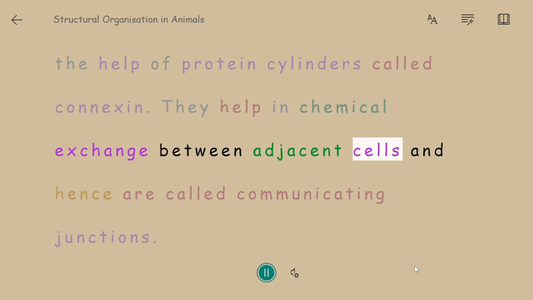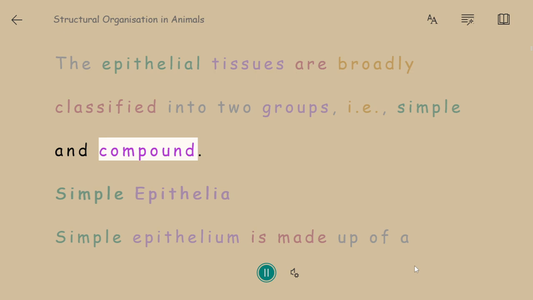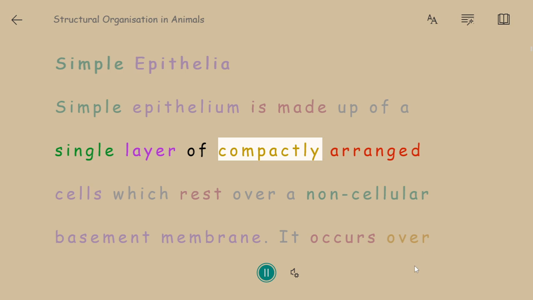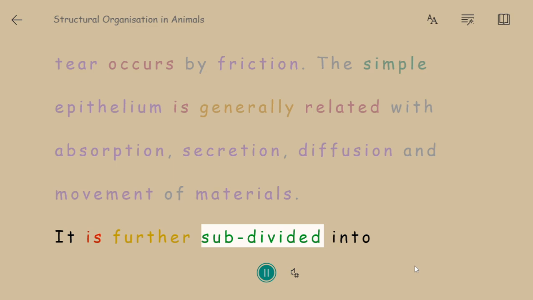Types of epithelial tissues. The epithelial tissues are broadly classified into two groups, i.e., simple and compound. Simple epithelia. Simple epithelium is made up of a single layer of compactly arranged cells which rest over a non-cellular basement membrane. It occurs over moist surfaces where little wear and tear occurs by friction. The simple epithelium is generally related with absorption, secretion, diffusion, and movement of materials. It is further subdivided into the following types.